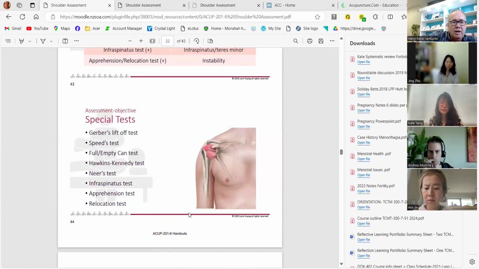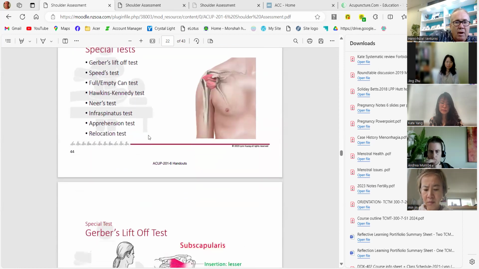So the Gerber's lift-off test, Speed's test, Empty Can test: we're going to go through and see how they impact on the particular joint and what they're assessing.